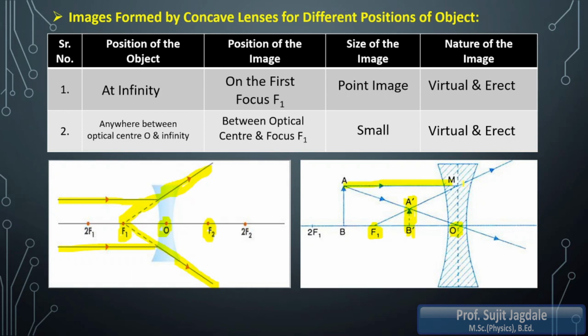Again you can see the rules are verified. The incident ray is parallel, then the refracted ray is diverging, and if it is extended backward it will pass through f1, and the rays which pass through the optical center go undeviated. So in this way, by using the rules, we are able to draw the ray diagram for the images formed by the concave lens for the different positions of the object. There are only 2 positions, and in each case the nature of the image is going to be virtual and erect. So this is it for today.